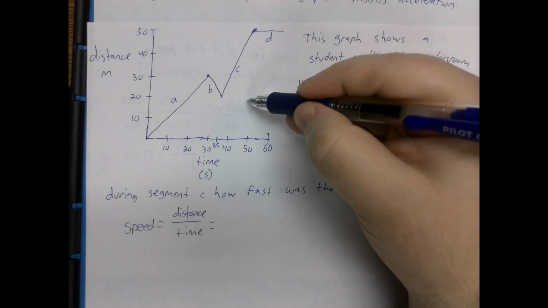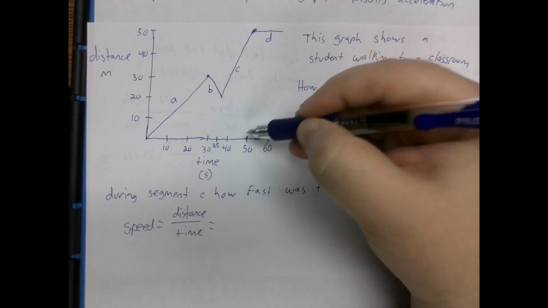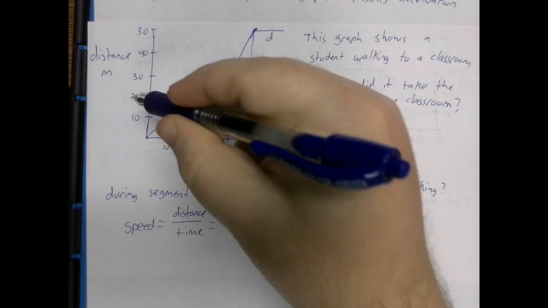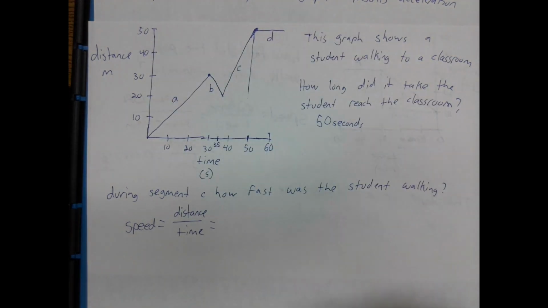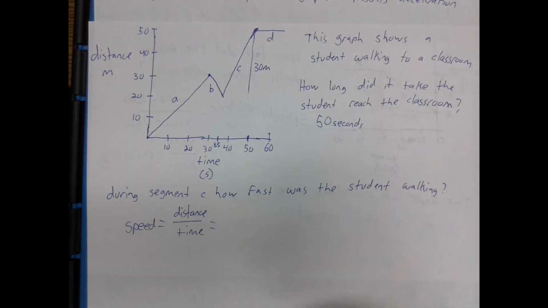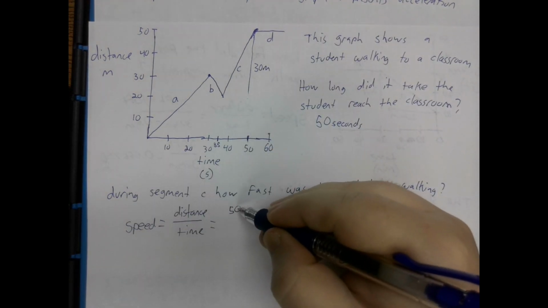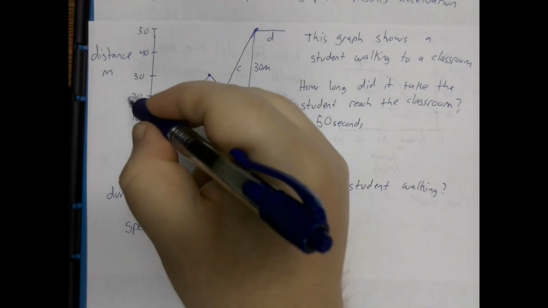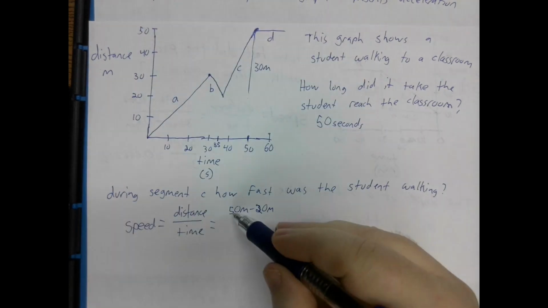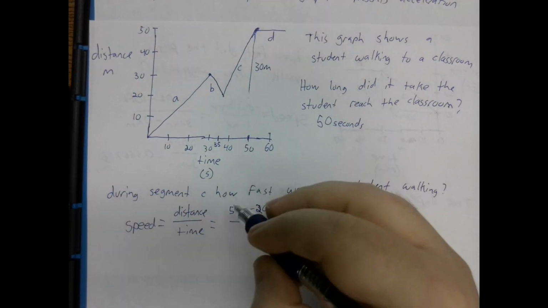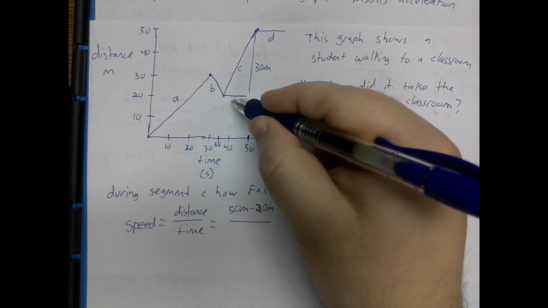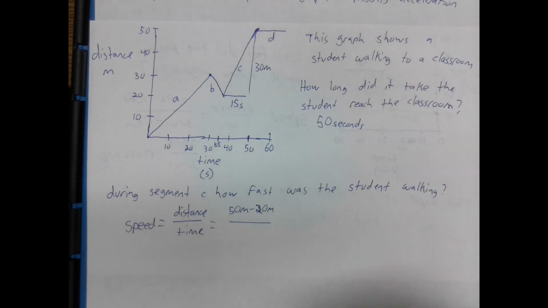So our distance, and again, this is supposed to be right here. Our distance went from 20 to 50. So that's a distance of 30 meters. We can also subtract it, so 50 meters minus 20 meters. We're looking at the initial, that's supposed to be 20 to 50, so 50 minus 20. And we're going a time from 35 to 50, so that's 15 seconds.